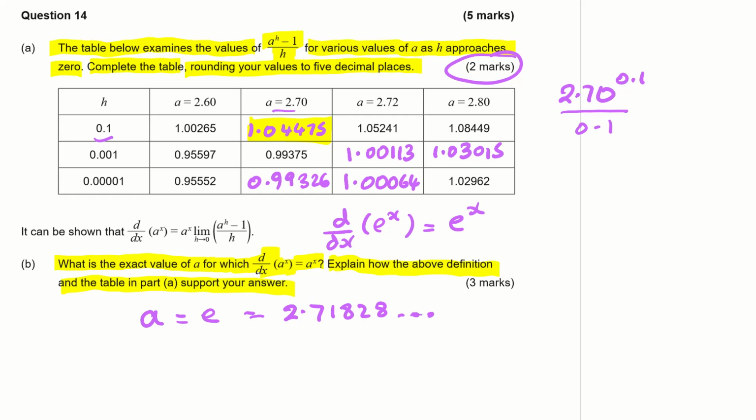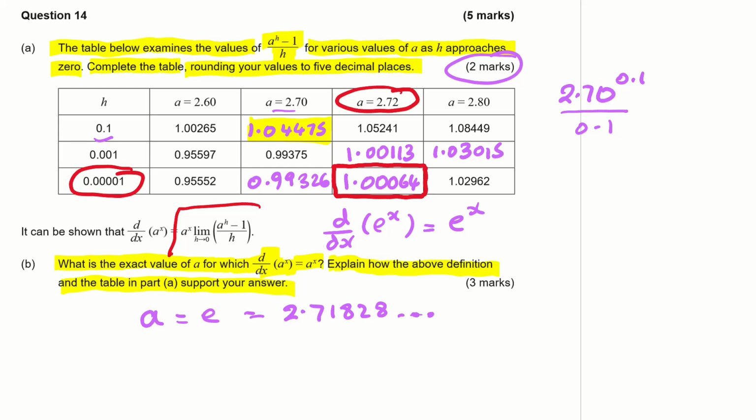Now, I really don't like the answer that's in the mark scheme for this, because I don't think they really use the table. The most relevant value in the table for us is this one here, because that's the closest value of a to e and the smallest value of h.